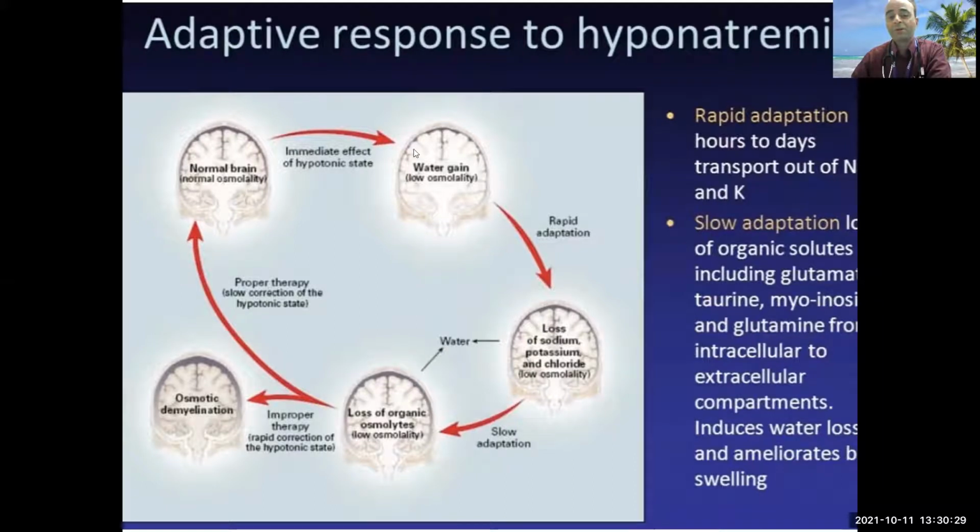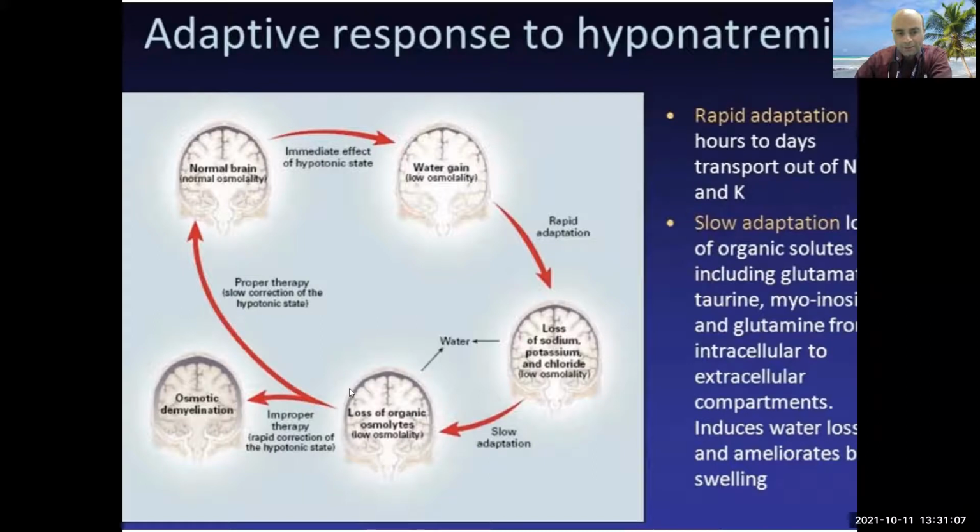This is a complication of acute hyponatremia. With the rapid adaptation within hours to 2 days, as we mentioned before, there is a loss of sodium, potassium, and chloride within 48 hours to become equal between intravascular and intracellular inside the brain cells. The other, slow adaptation takes a long time to excrete other organic osmolytes like glutamine, taurine, and other amino acids to the extracellular compartment.